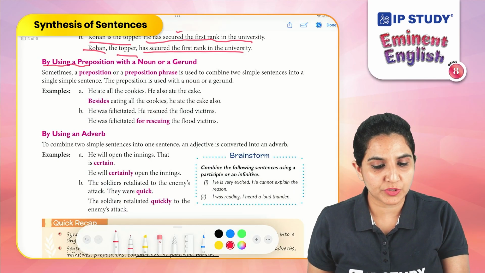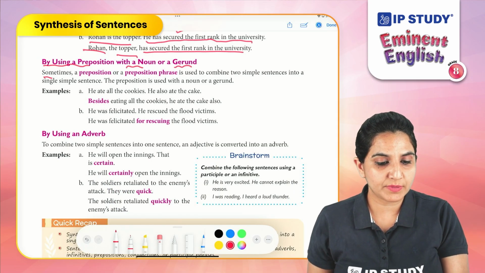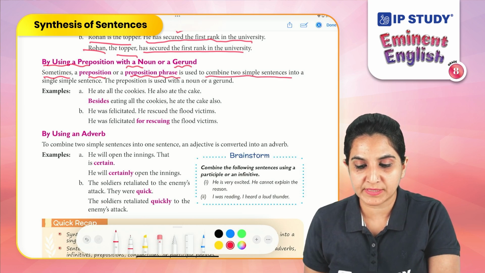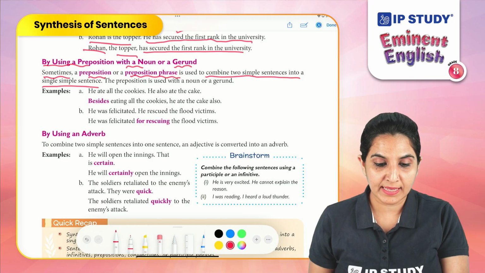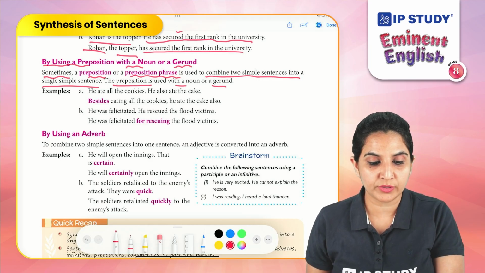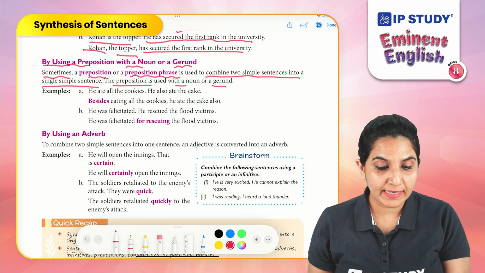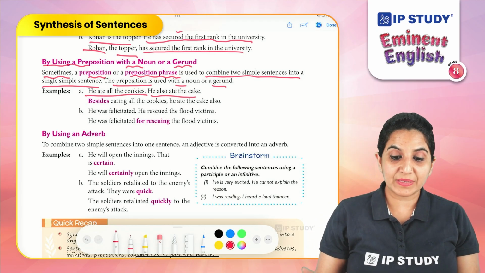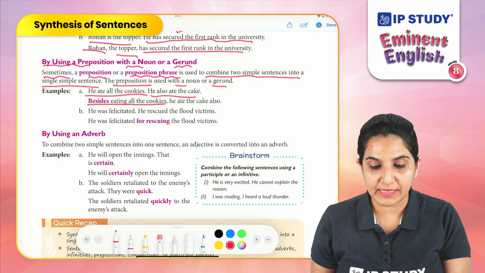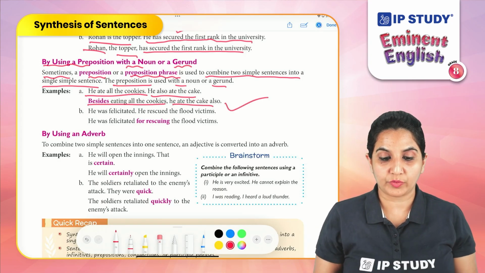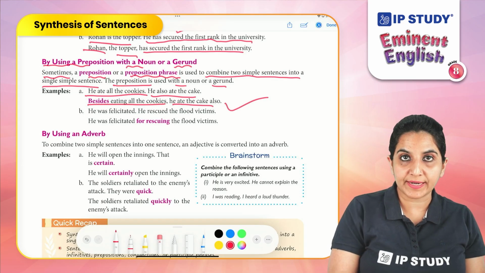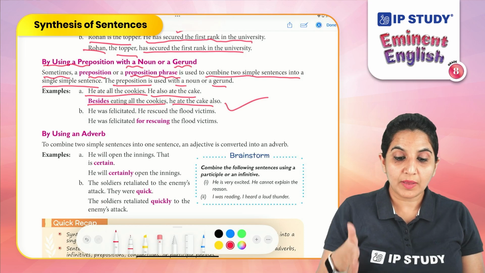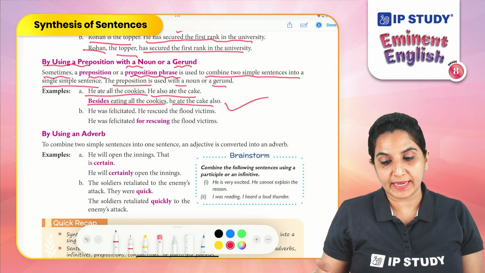By using a preposition with a noun or a gerund: sometimes a preposition or a prepositional phrase is used to combine two simple sentences into a single simple sentence. The preposition is used with a noun or a gerund. For example, he ate all the cookies. He also ate the cake. Besides eating all the cookies, he ate the cake also.